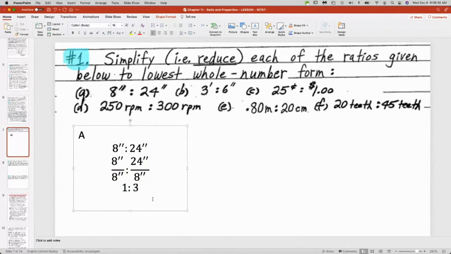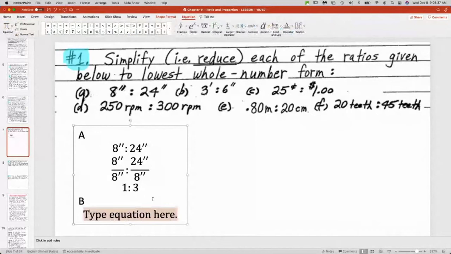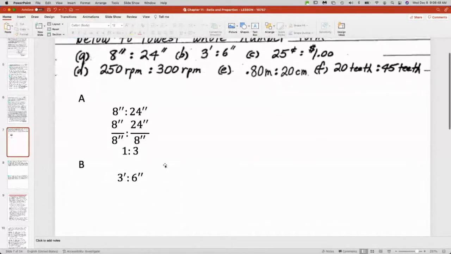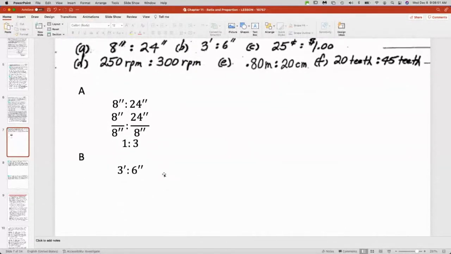Okay, now question B. There's a little bit of a hiccup here. What's the issue with this question? Anybody want to tell the class? What's the issue with this question? We have a little bit of a situation, don't we? Units, yeah. Thank you, Sheldon. So on the one side we have feet, and on the other side we have inches. Thank you, Norris.